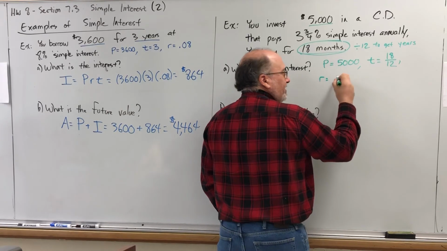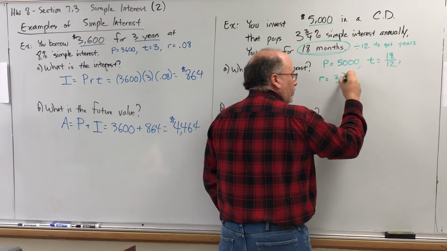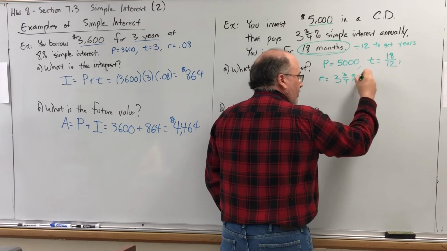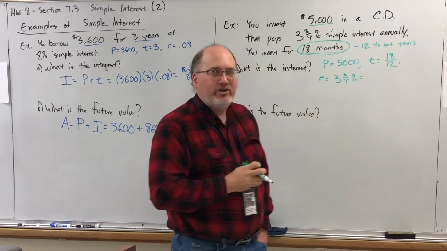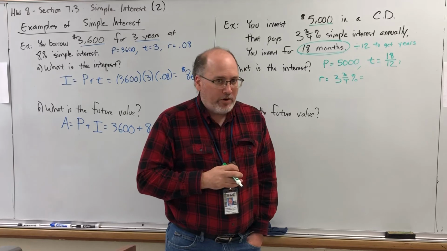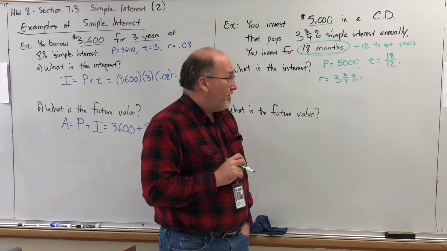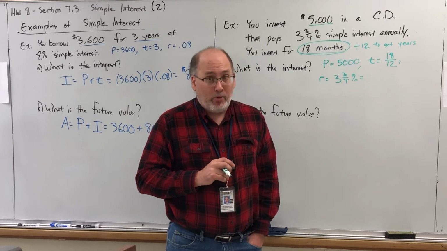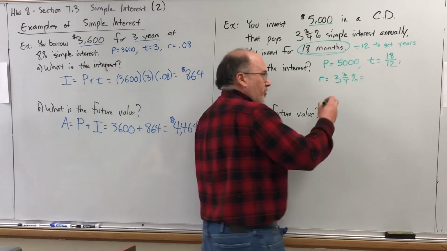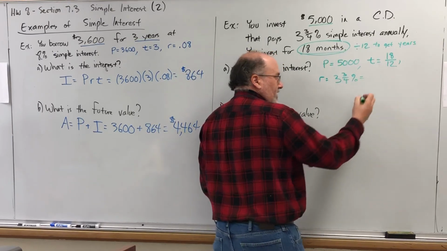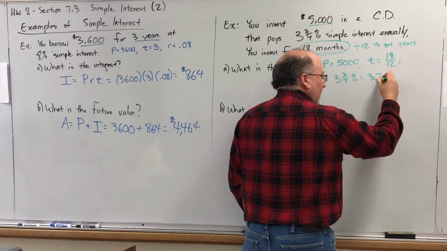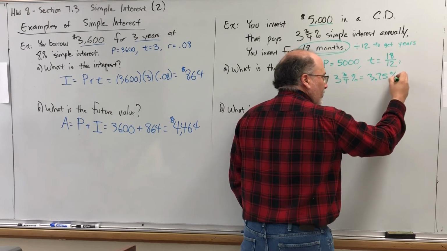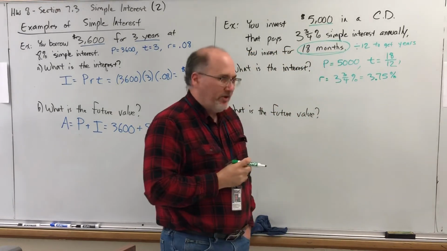The interest rate as a percent is 3 3/4%. Do you remember the procedure for turning a fraction into a decimal? In a word, divide. If we did 3 divided by 4, we would get 0.75. So 3 3/4 as a decimal is 3.75. However, this is still a percent. We haven't moved any decimal places yet.